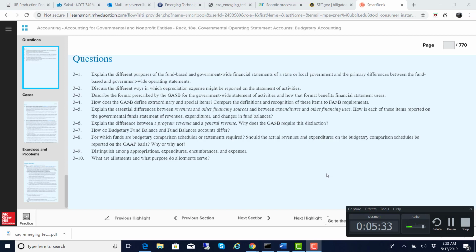Describe the format prescribed by GASB for the government-wide statement of activities and how the format benefits financial statement users. Again, we've already kind of answered that question. Just go back to page 71 of your textbook. The statement of activities should be broken up by program or function: governmental activities, business activities, fiduciary activities. And again, Illustration 3.1 shows us nicely.